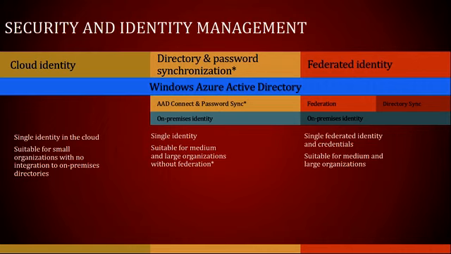The second case is directory and password synchronization, which uses AD Connect and Password Sync, where an on-premise identity is synchronized to the cloud. And the third is full federation for single sign-on, where it's basically leveraging a single federated identity and credentials across the board, and is suitable for medium to large organizations.